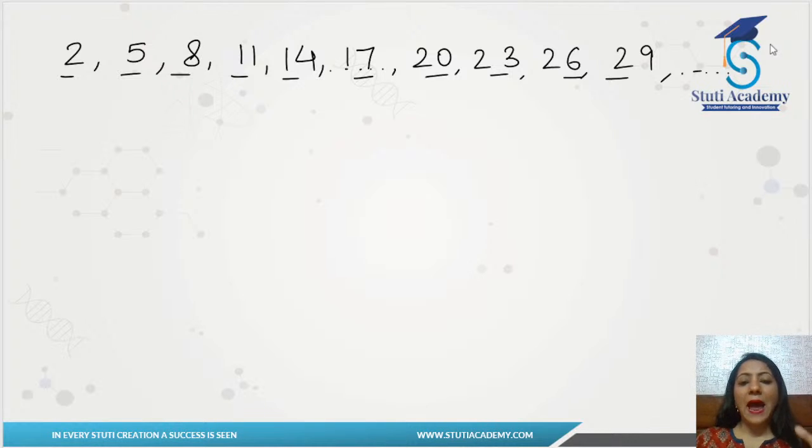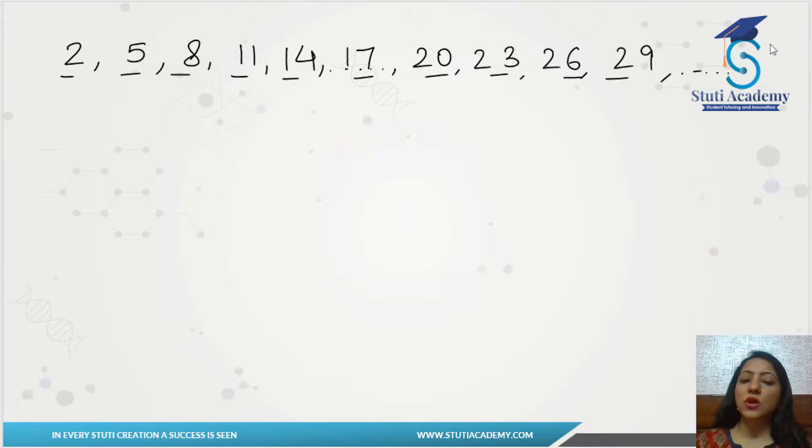Now, if I want to add the first 10 terms, what I can do is list the terms and then add them. But let's say that if I want to add the first 50 terms, what will I do in that case? It will be a tedious process for me to list all the numbers first and then add them.